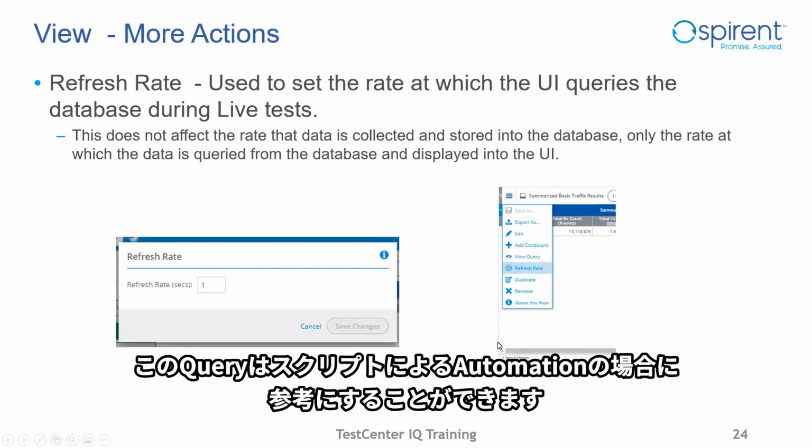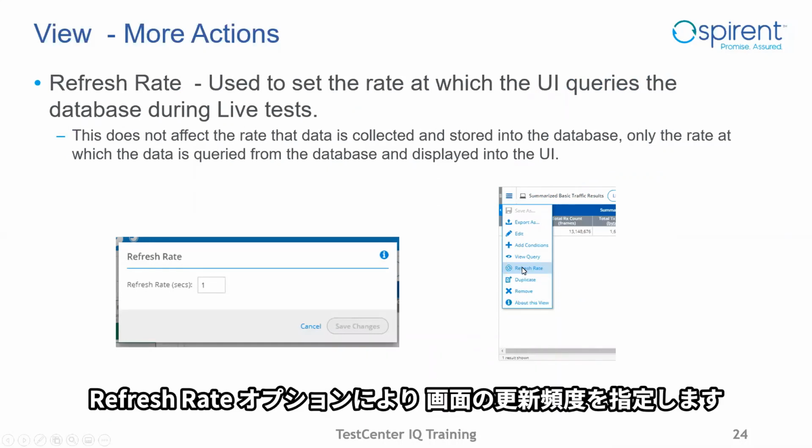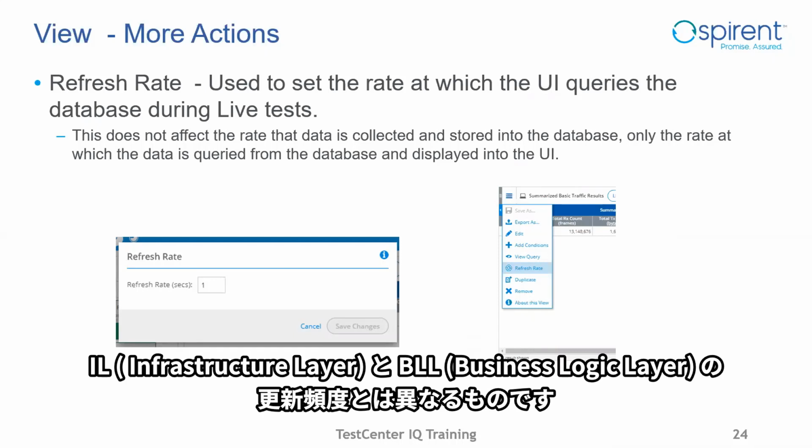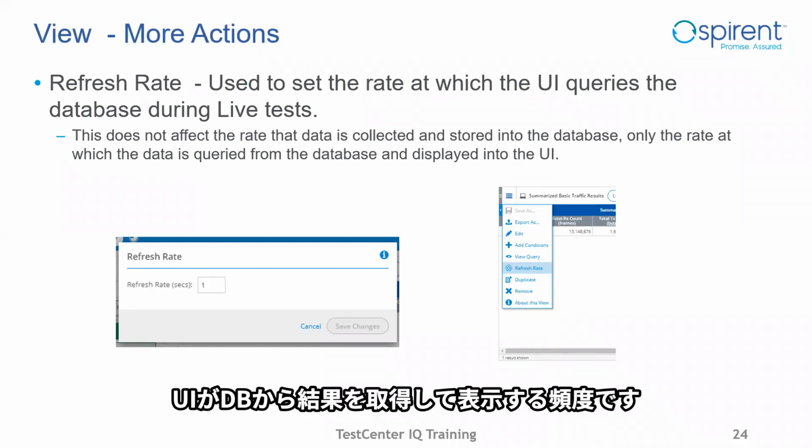automation scripts. The refresh rate option controls the refresh rate at which the UI queries the database during a live test. This is not the rate that the IL and the BLL communicate. This is only the rate at which the UI retrieves data from the actual PostgreSQL database.